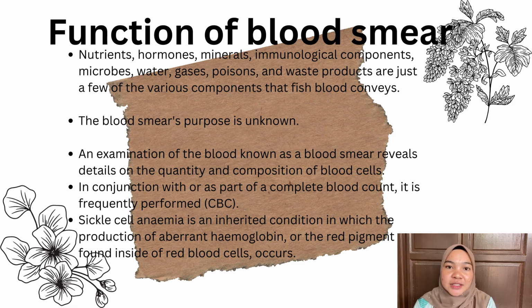The blood smear's purpose is unknown. An examination of the blood, known as a blood smear, reveals detail on the quantity and composition of blood cells. It is frequently performed in conjunction with or as part of a complete blood count. Sickle cell anemia is an inherited condition in which the production of aberrant hemoglobin, or the red pigment found inside of red blood cells, occurs.